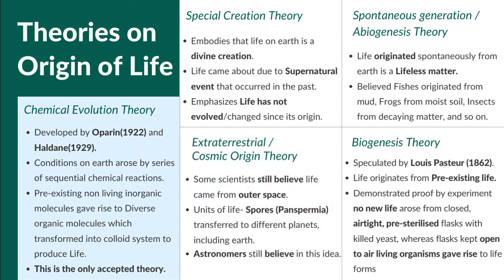Chemical evolution of life. This idea was developed by Oparin in 1922 and Haldane in 1929. They proposed that with the conditions prevailing on Earth, life arose by a series of sequential chemical reactions. The first form of life could have come from pre-existing non-living inorganic molecules which gave rise to formation of diverse organic molecules which are transformed into colloid system to produce life. The modern concept on chemical evolution regarding origin of life was accepted.